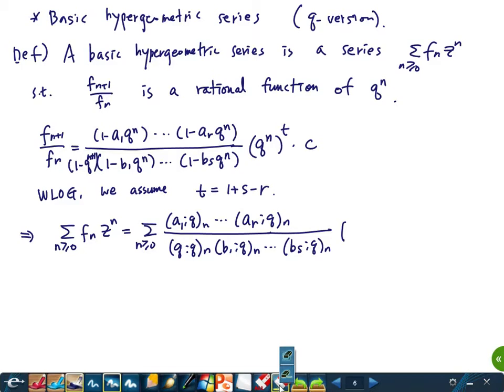Okay, and also for some reason we will assume that we have minus here. Then minus 1 to the n, q to the n choose 2, 1 plus s minus r, z to the n. Okay, this looks a little complicated, but this is the way it is. So we will have a cube. This is a standard form for a basic hypergeometric series.